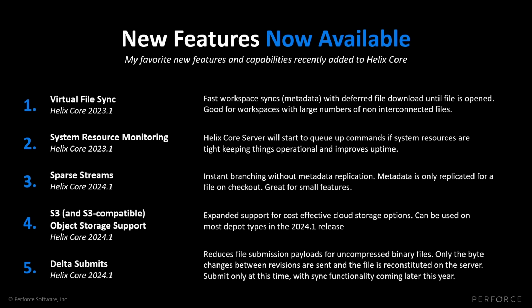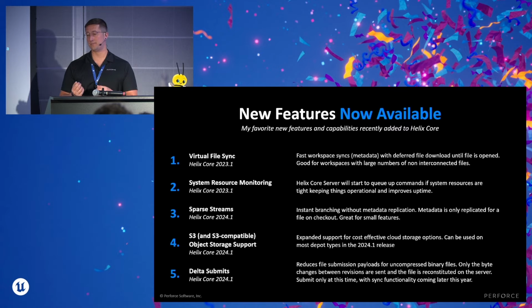A big one in these next three are in our latest release in May. Sparse streams. So essentially, sparse streams are a faster way to branch with Helix Core. Normally, if you were to create a development or a release stream, it would immediately start replicating all the metadata and branch those files over into that, which can take some time if you have a particularly large branch.